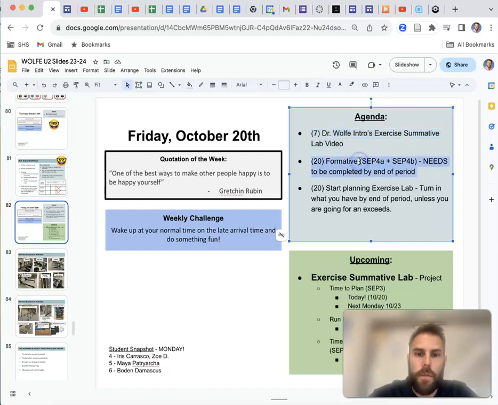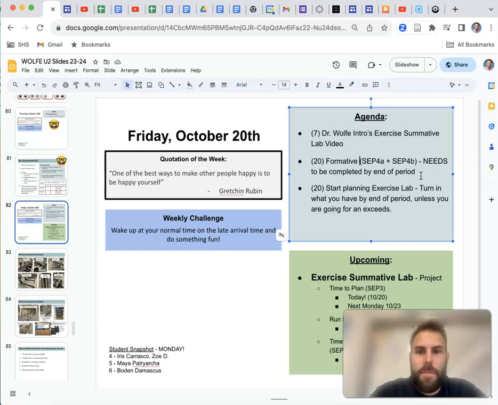Alright, so in just a sec, before you do the exercise summative lab, you're going to finish up your formative. You collected data yesterday. If you weren't here yesterday, you'll have some sample data that can be given to you. When you're done with the formative, you make the graph and interpret it. Remember to use your resources, the website, to help you out. Take a picture of it and upload it to Canvas. I'm going to be checking those in right after school today.